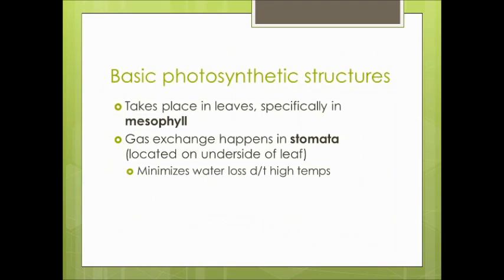So these structures that undergo photosynthesis: it takes place in plant leaves, specifically in the mesophyll, which is the middle layer. Gas exchange happens in stomata, which are these little holes that lie on the underside of the leaf. These help to minimize water loss due to high temperatures. They can open or close due to osmotic changes.